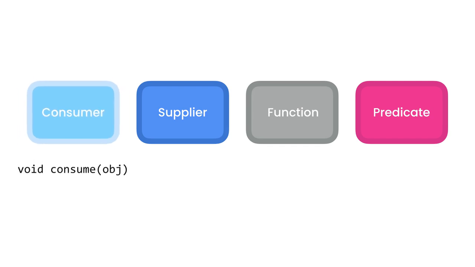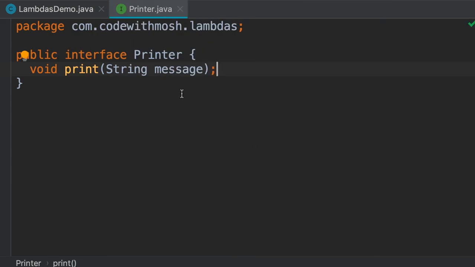So, the consumer interface represents an operation that takes a single argument and returns no result. That is why it's called consumer, because it consumes a value. For example, this printer interface that we declared, this is very similar to the consumer interface in Java, because this print method simply consumes this message. It takes a single argument and doesn't return a value.